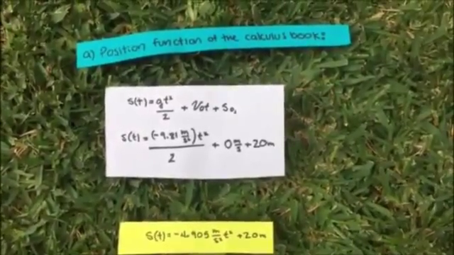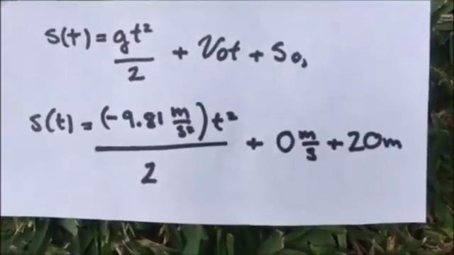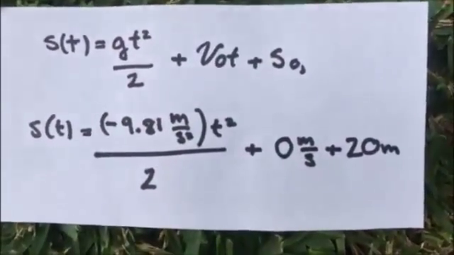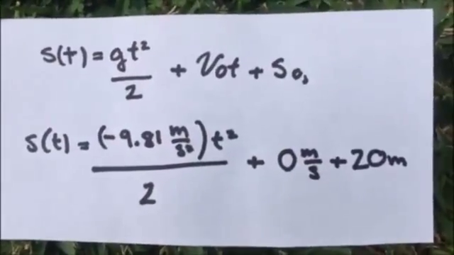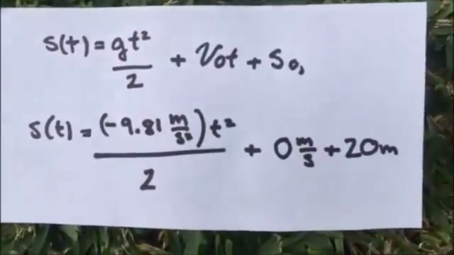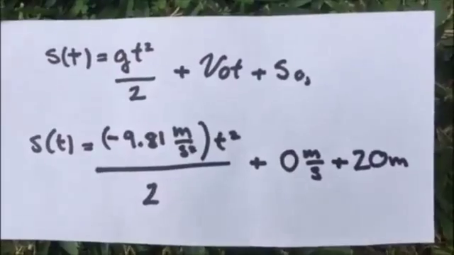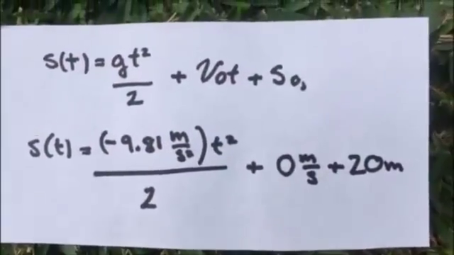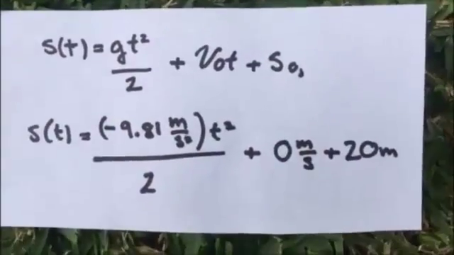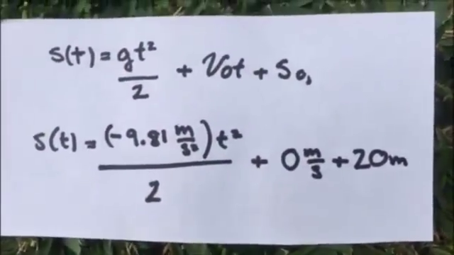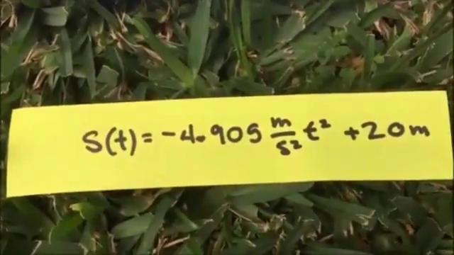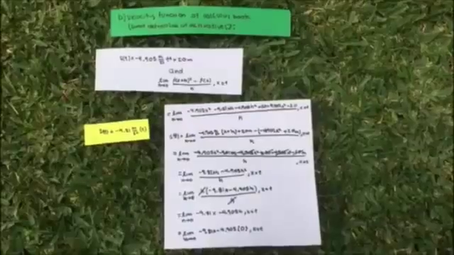So what we first need to do is to define the formula of the position function, which is s of t equals gravitational acceleration times time squared over 2 plus initial velocity plus initial height, and then we substitute the values, which gives us as a result a position function of minus 4.905 meters per second squared times time squared plus 20 meters.